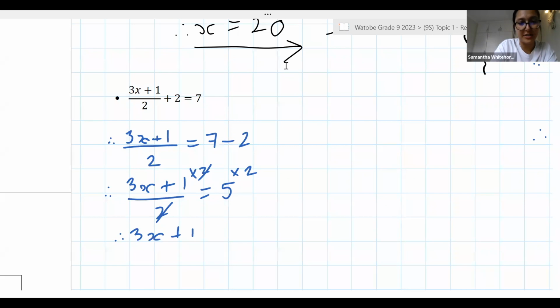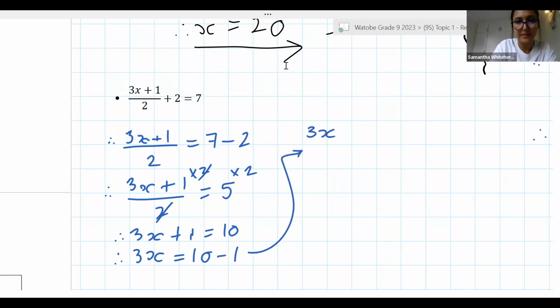Then subtract 1. Okay, hang on, I'm catching up. Right, so now we have to subtract 1. Okay, keep going. Then I got 9. Yeah. Then I said 9 divided by 3. Then I got 3. Perfect. Well done.